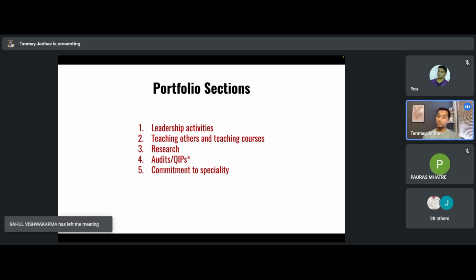And the last one is commitment to specialty. If you attend any conference, or any sort of talk from the specialty that you want to get into, get a certificate for that. That really adds value. That shows that you've not just woken up today and said, I'm not enjoying this, so I'm going to do this. All these things add up.